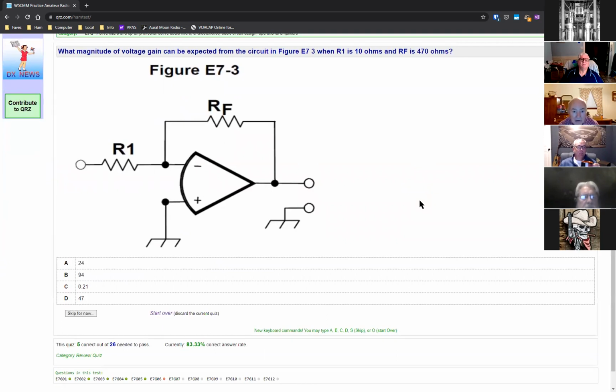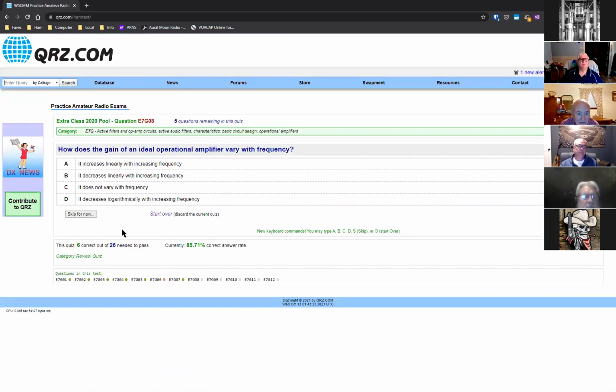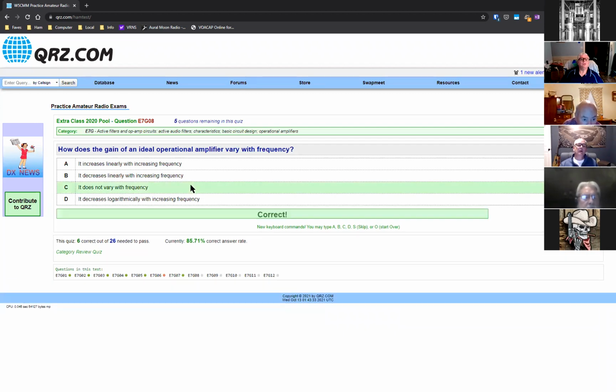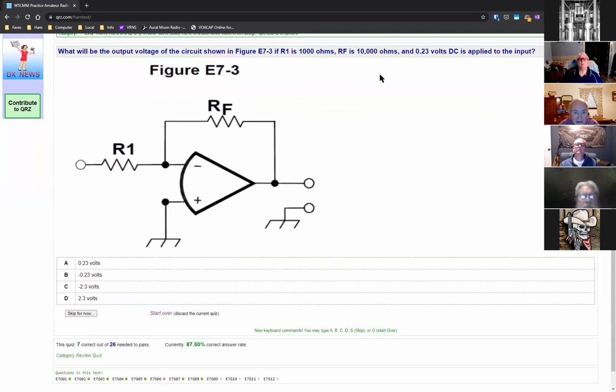What magnitude of voltage gain can be expected from the circuit when R1 is 10 and RF is 470? D, yeah, RF over R1. How does the gain of an ideal operational amplifier vary with frequency? It does not vary. Yeah, see, it doesn't vary. What will be the output voltage of the circuit shown if R1 is 1,000 ohms, RF is 10,000 ohms, and 0.23 volts of DC is applied to the input? It's going to be B.